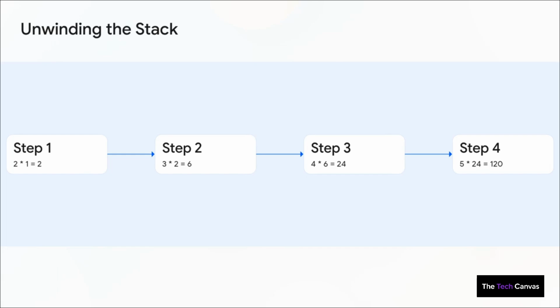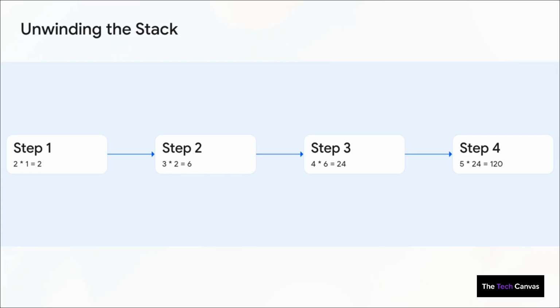And here is where the magic happens. The stack unwinds, resolving the problem from the bottom up. The base case returns 1 to the frame waiting right above it. That frame multiplies 2 times 1 to get 2 and then pops off the stack. The next frame takes that 2, multiplies it by its 3 to get 6, and pops off. 4 times 6 is 24.